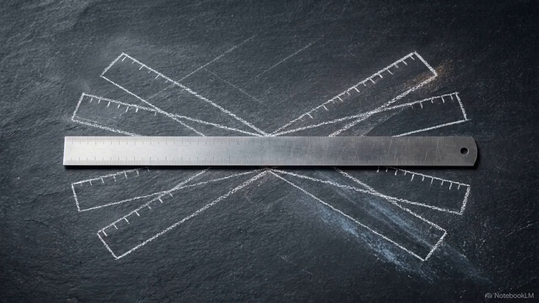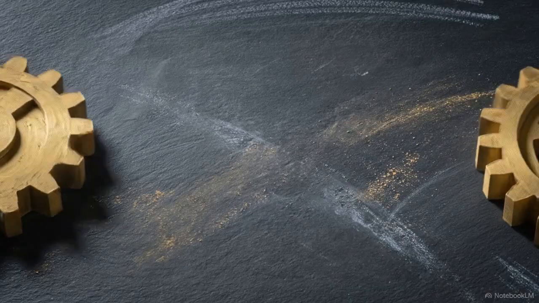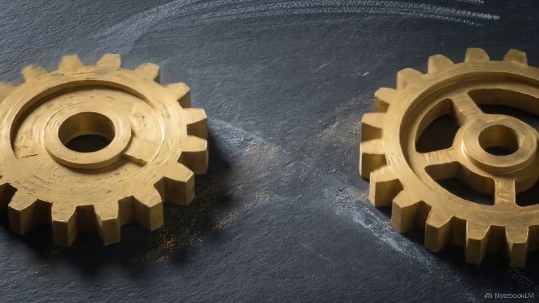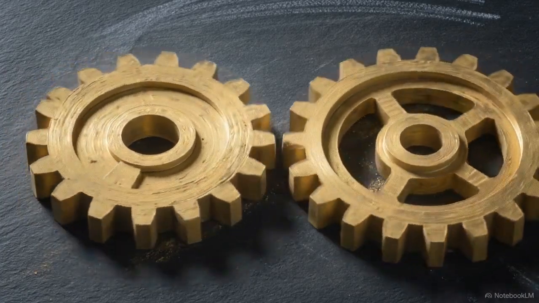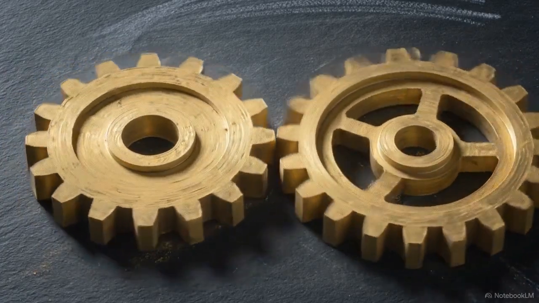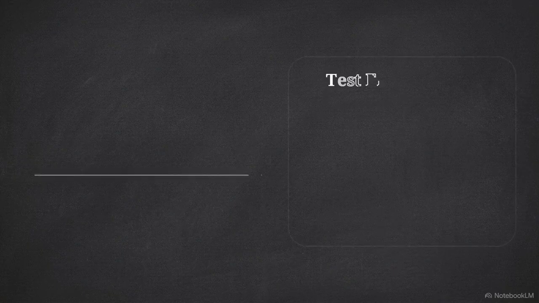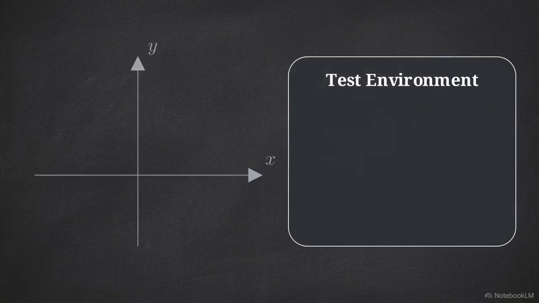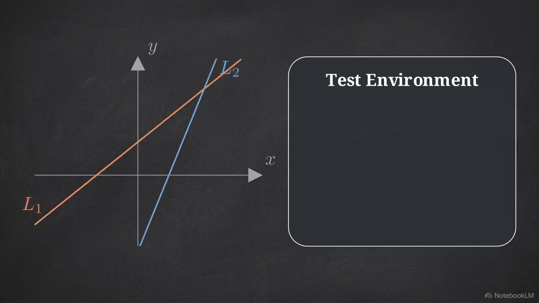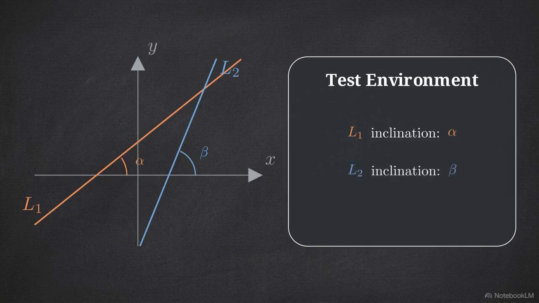But while a single slope leaves a line's position completely ambiguous, comparing the orientations of two slopes provides the mathematical machinery required to map exactly how any lines in a 2D plane interact. To see how that machinery works, we can build a test environment. Two independent, non-vertical lines, an orange L1 and a blue L2. First, we measure their physical angles to the horizontal axis. L1 has an inclination of alpha. L2 has an inclination of beta.